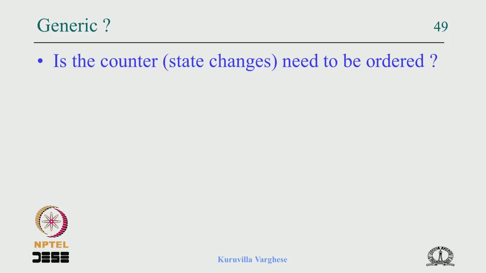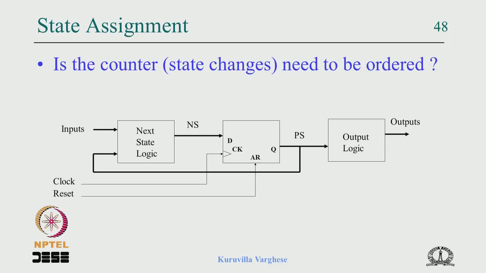That is it. It is very generic. The next question is: does a counter need to be ordered? Does the state chain need to be ordered? That means for the add instruction we said it counts 00, 01 and 10. Does it have to be ordered? Can we count 3 and 1, or 3 and 2? Yes, it doesn't matter. It can transit.